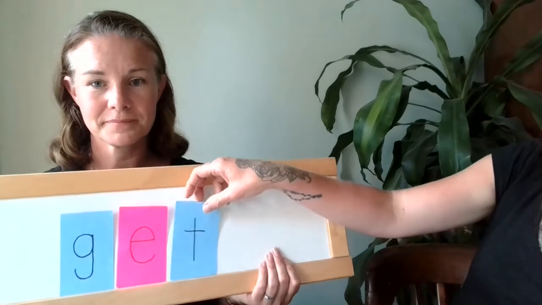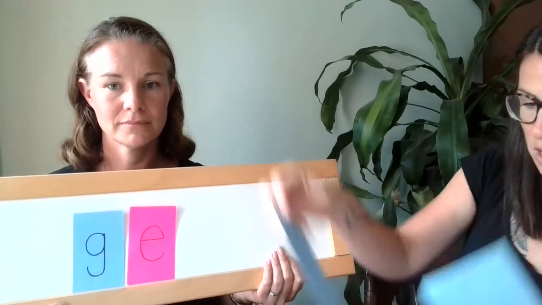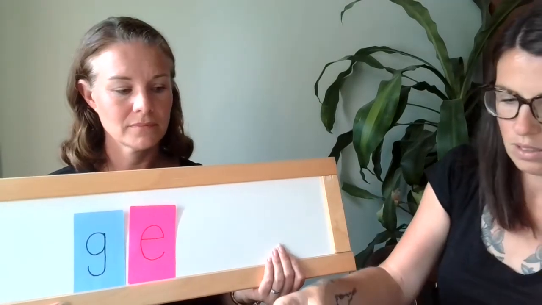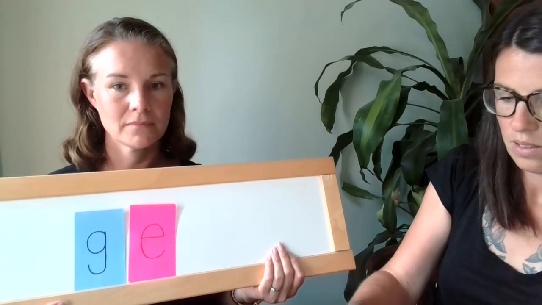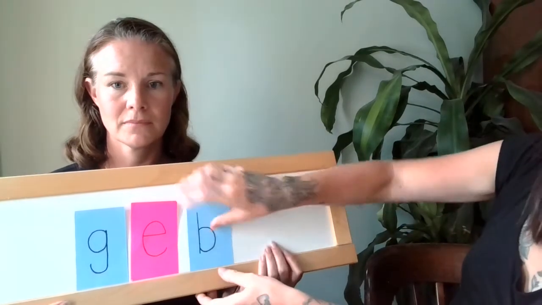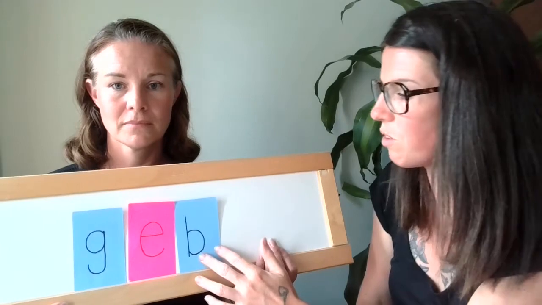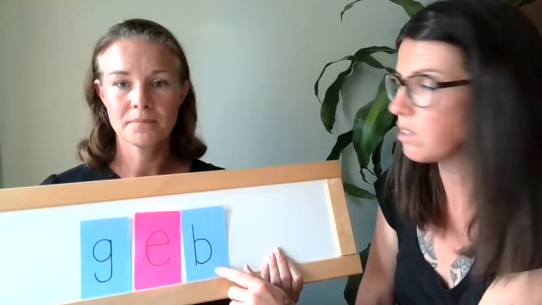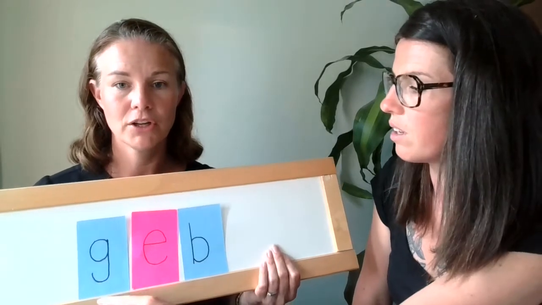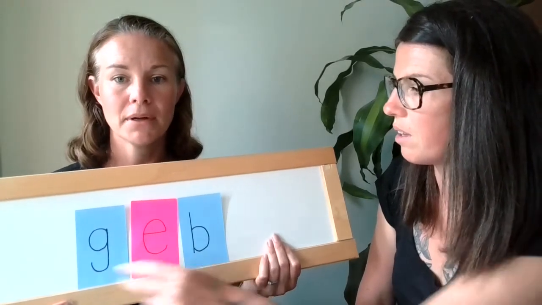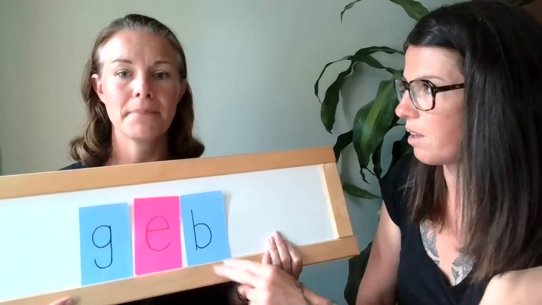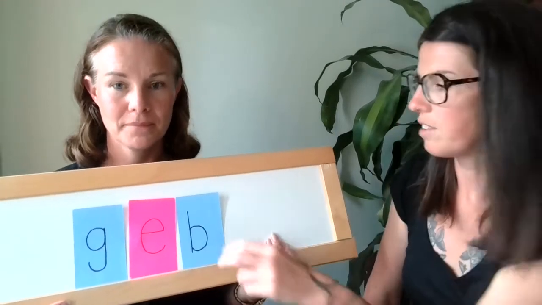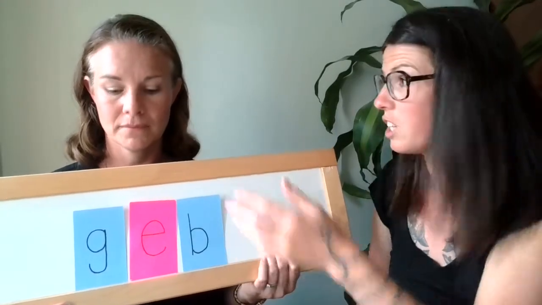We may change our final sound. Okay, let's try again. So we've changed our T. We've now put in, what letter is this? B. What sound? B. Okay. G, E, B. Geb. Awesome.